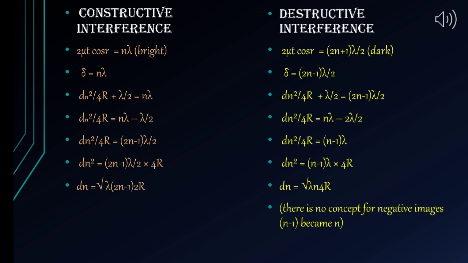Here we didn't consider n minus 1; we interchanged n minus 1 with n because there is no concept of negative images. If n is equal to 0, that becomes minus 1, and there is no concept of negative images, so we took n instead of n minus 1. So dn is equal to square root of n lambda 4r. These are the conditions for constructive interference and destructive interference.